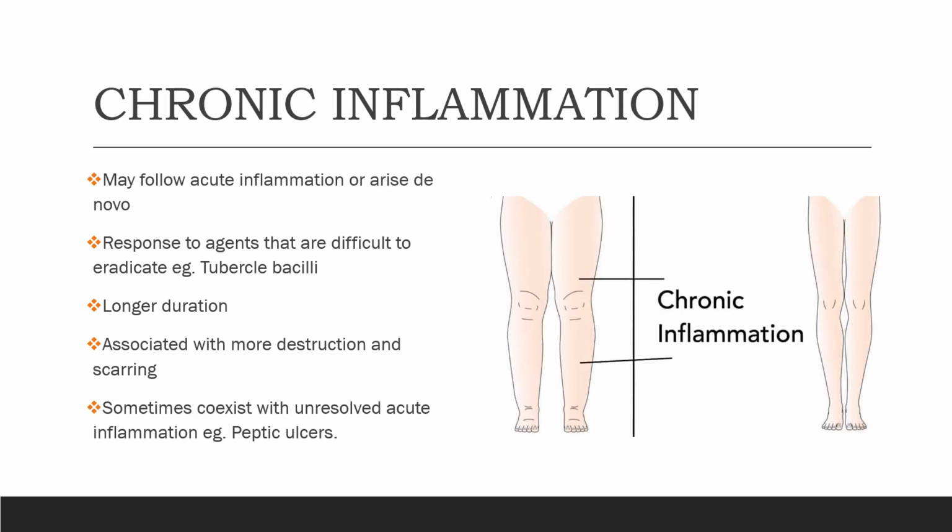What is chronic inflammation? Sometimes what happens is that unresolved cases of acute inflammation occur, for example, the peptic ulcer. It might also follow the acute inflammation, or it might suddenly arise without having an acute inflammation. For example, the response to tubercle bacilli, which are difficult to eradicate, and this occurs for a longer duration. It is associated more with scarring and destruction.